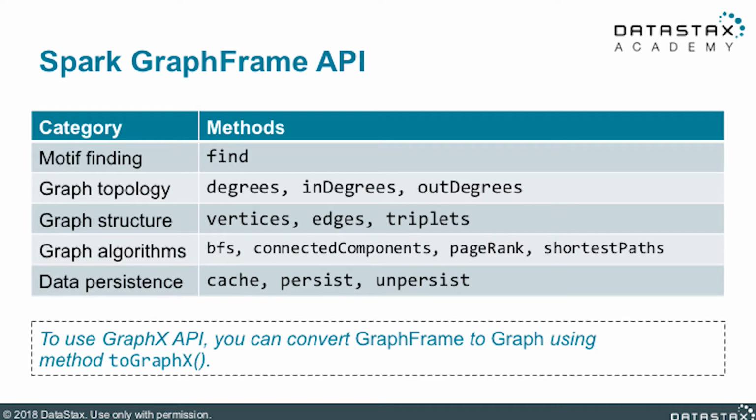These are the main categories of methods available in GraphFrame API, namely motif finding, graph topology, graph structure, graph algorithm, and graph persistence. It will require a lot of time to learn about all of these methods. So we will only focus on the most interesting one for us, the method called find. You can always find more information about the other methods in the Spark documentation.